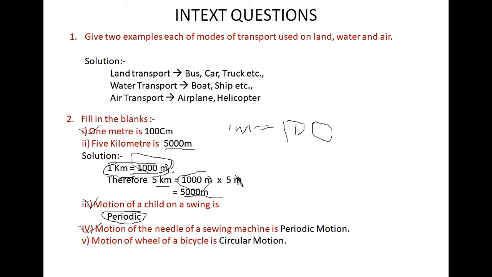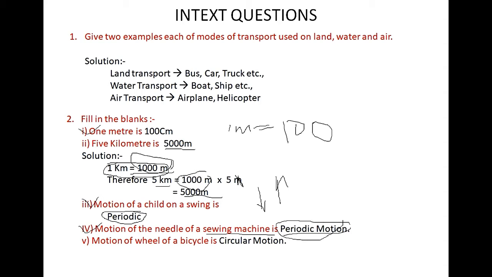Next, the fourth subdivision: motion of the needle of a sewing machine is which type of motion? This is also once again a theoretical question. Sewing machine, that is, the sewing machine at home; what type of motion does the needle perform? If you observe, it moves downward and upward, downward and upward, continuously. So the motion is repeating here. Therefore, the needle of a sewing machine performs periodic motion.